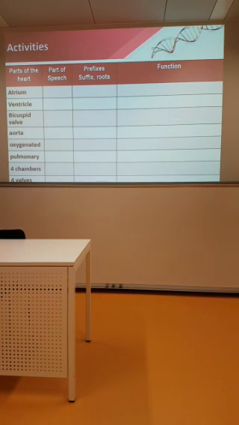So I'm going to show a couple of activities very quickly. We can have a table like this one and divide it into columns, for example, parts of the heart. You can list the parts of the heart, and then the students can write down the part of speech. They need to know which word is a verb, a noun, or an adjective. Pulmonary, for example, here it's used as an adjective. Then they can divide the words into prefixes, suffixes, and roots. Of course, at first they won't know how to divide them, so the teacher can show them how.